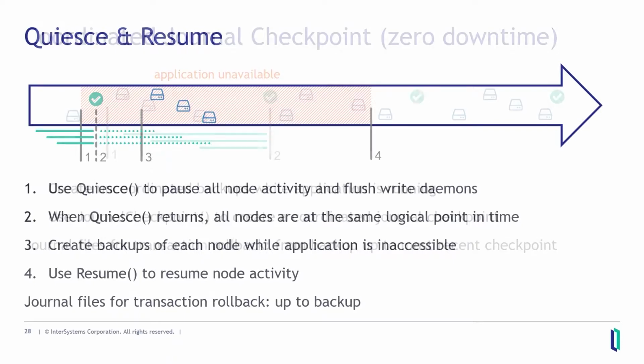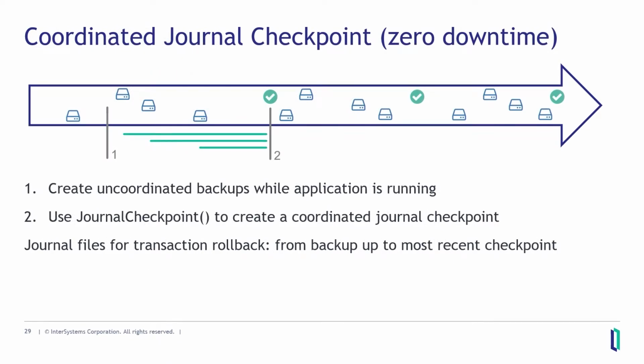At the other end, there's also a zero downtime alternative. This is the other extreme. You can do what you want. You can take backups of all of your instances at the time you prefer. You can even have different schedules for every node if you want. You just got to make sure that every now and then you create what we call a coordinated journal checkpoint. What that means is that you issue the journal checkpoint command, and for an extremely brief period of time, your system will pause.